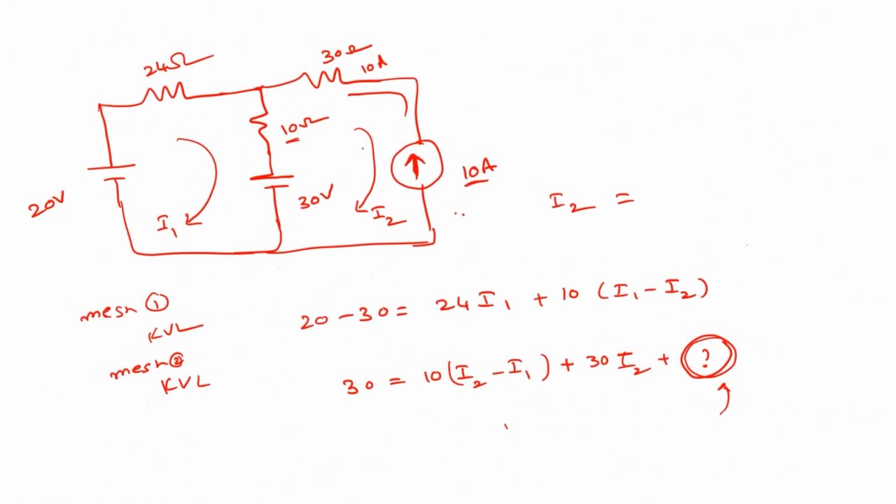But the assigned direction is like this. So now tell me what is I2? Minus 10. Right. So now there is no need of this second equation. Straight away substitute I2 equal to minus 10 amperes. After that you need to find I1. Clear? So this is a basic thing.